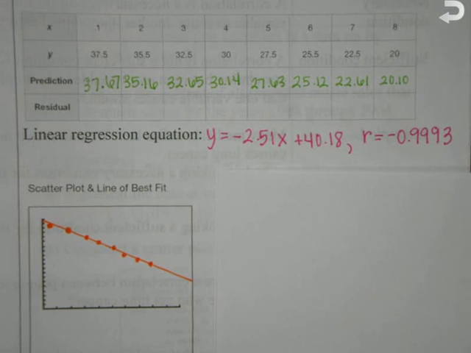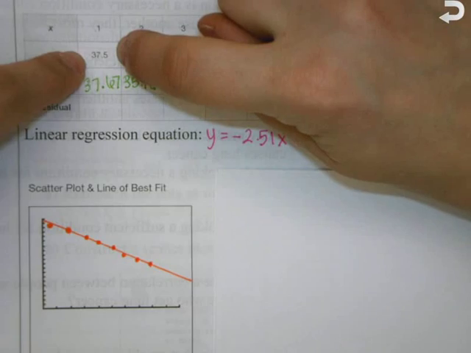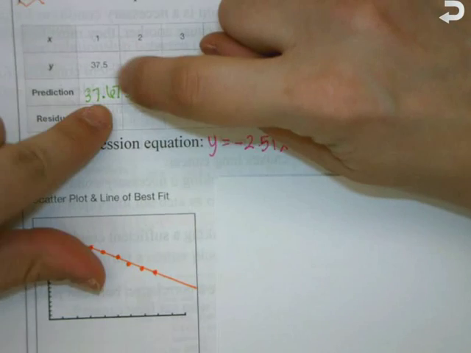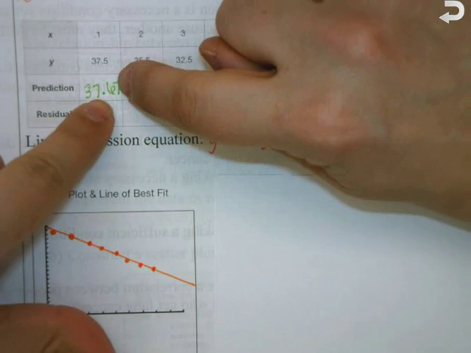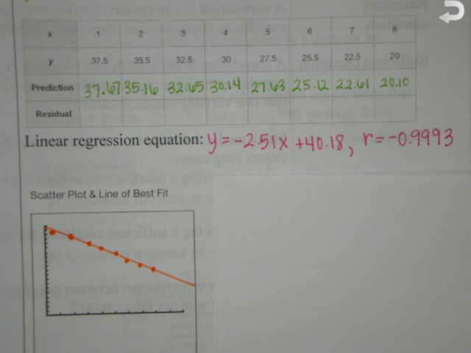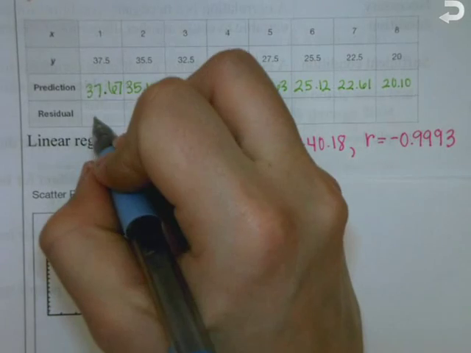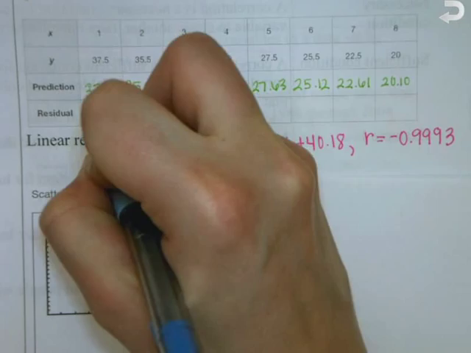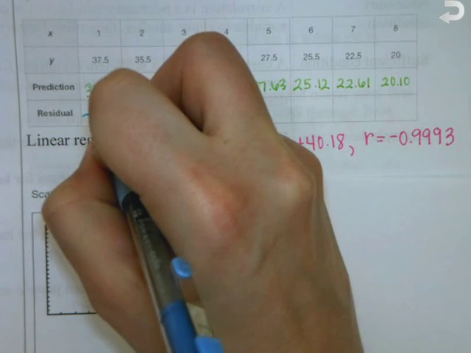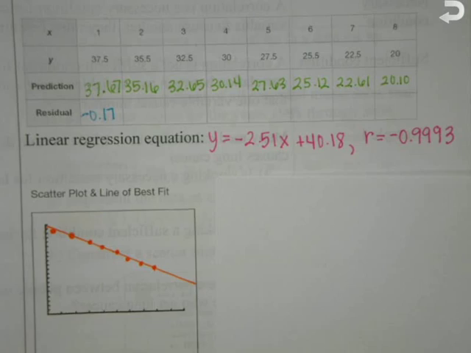Okay, so the next step then would be to calculate the residual value. So remember, for residual values we subtract the actual and the predicted. So actual minus predicted. So our first residual value would be 37.5 minus 35.67. So that would give us a negative 0.17. So finish the rest of the residual values for me, please.